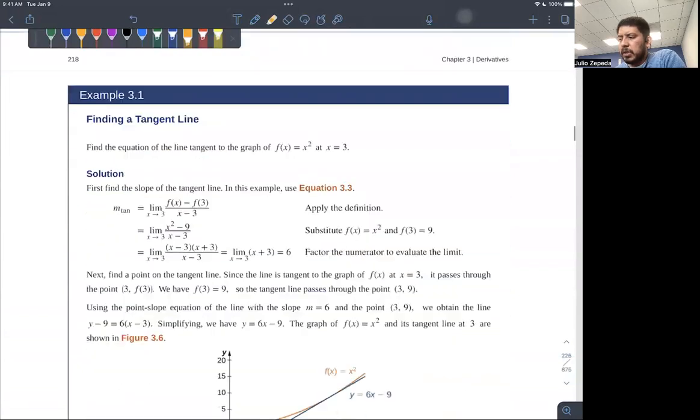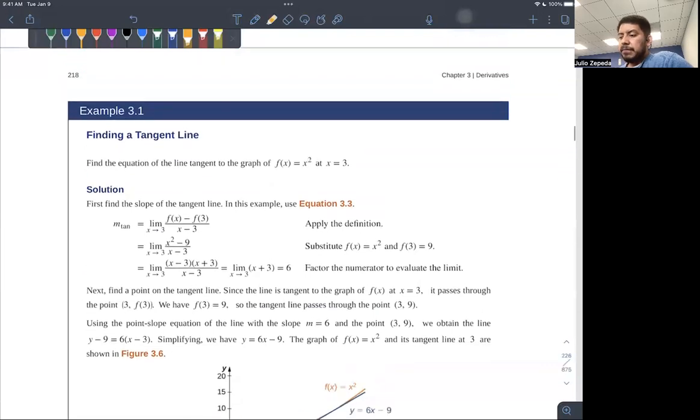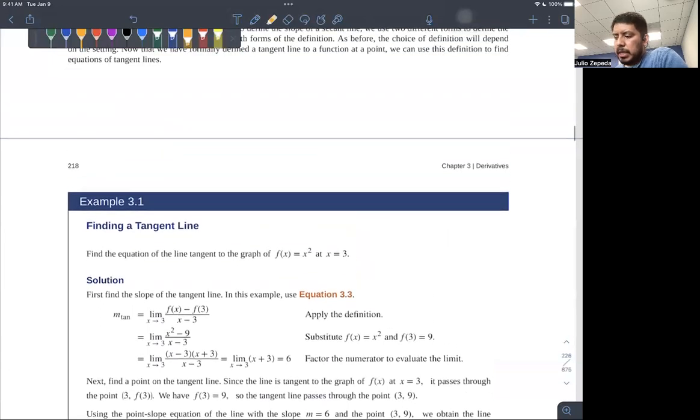Okay, so let's go ahead and find a tangent line. We'll do this example here. It says, find the equation of the line tangent to the graph of f of x equals x squared at x equals 3. And so I'll give a little brief graph here. This is going to be just a little sketch, of course, not very accurate at all. But let's say this is 9, this is 3. We know what the x squared function looks like. And here we have a line with positive slope. This is the tangent line. It just grazes the function.